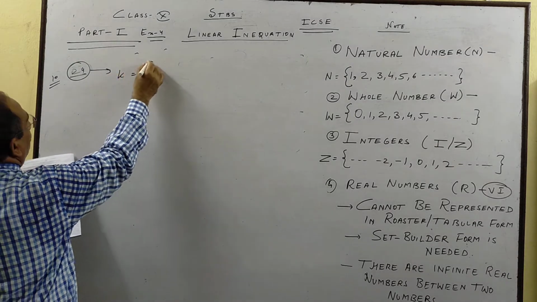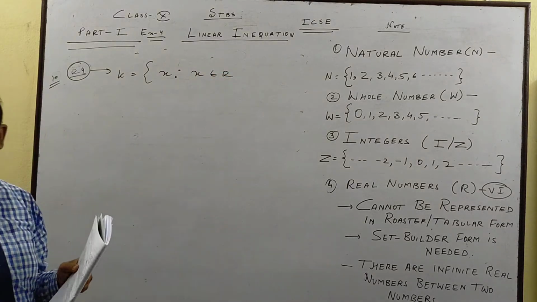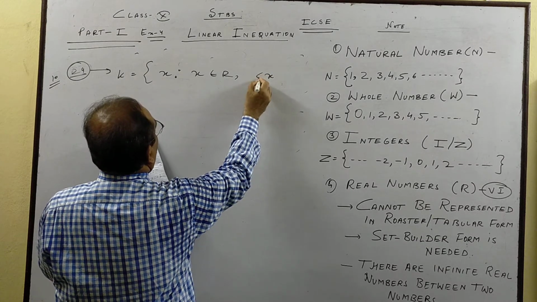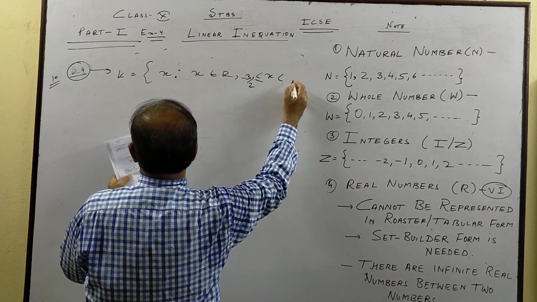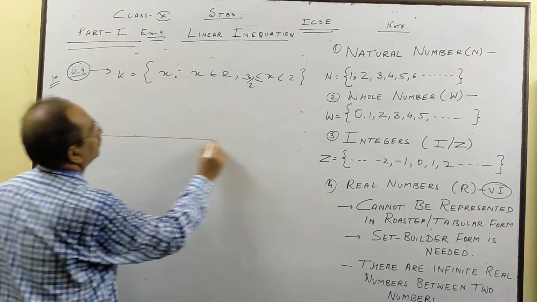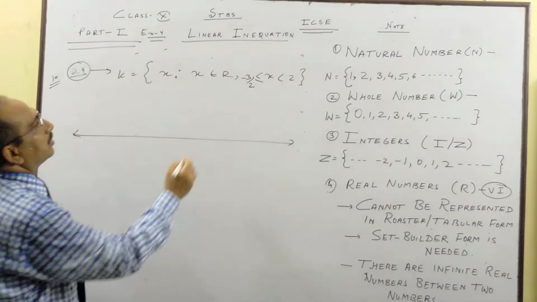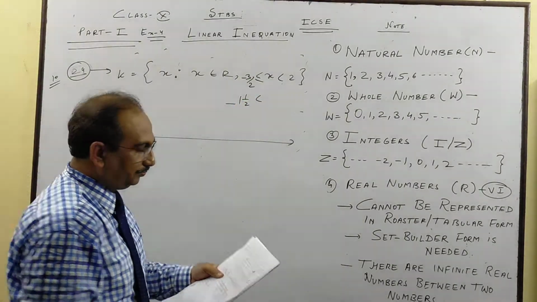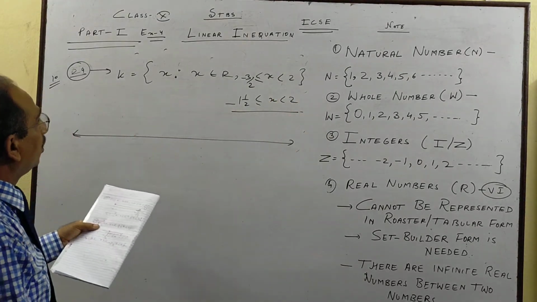I'll call it K. X such that X belongs to. Boys, 90% of the questions come from the real number set. But I taught you the others because sometimes you may get natural or whole number. So here X is greater than or equal to minus 1 by 2, less than 2, and X belongs to R.